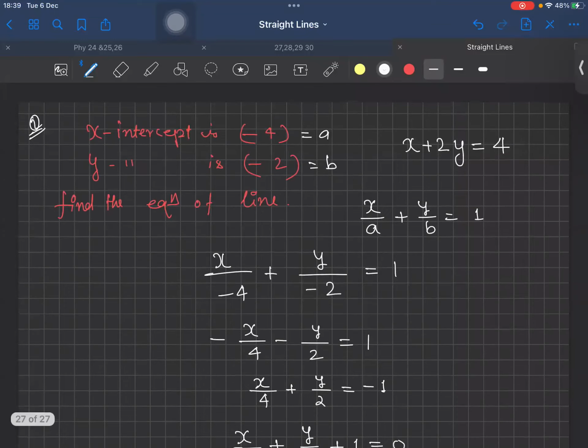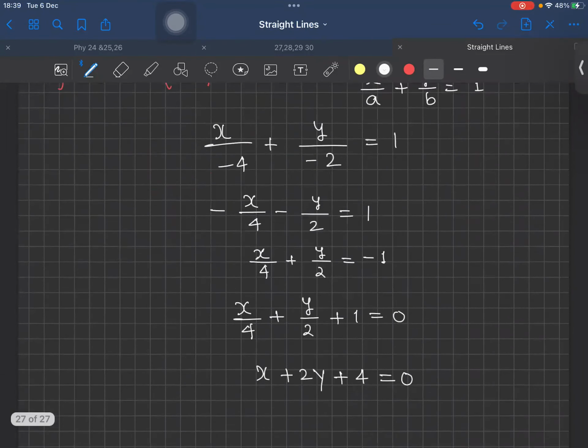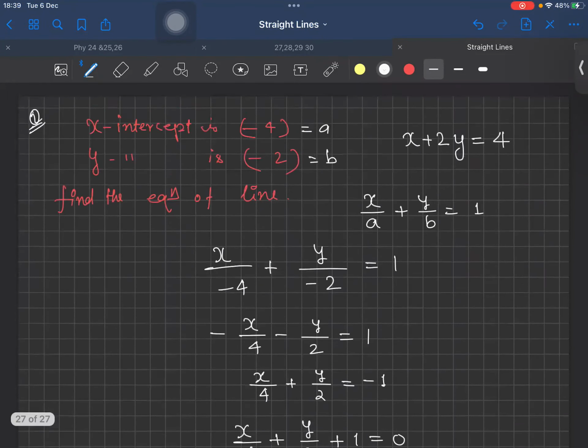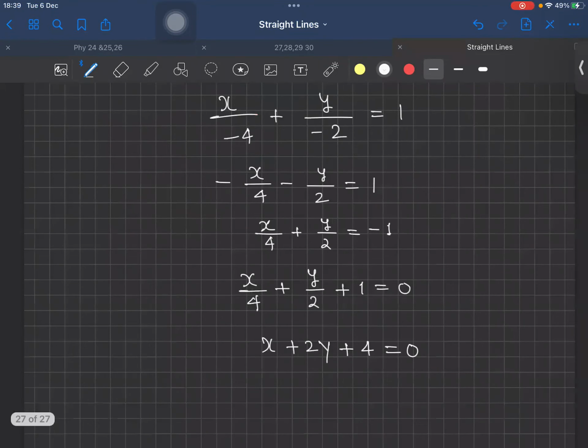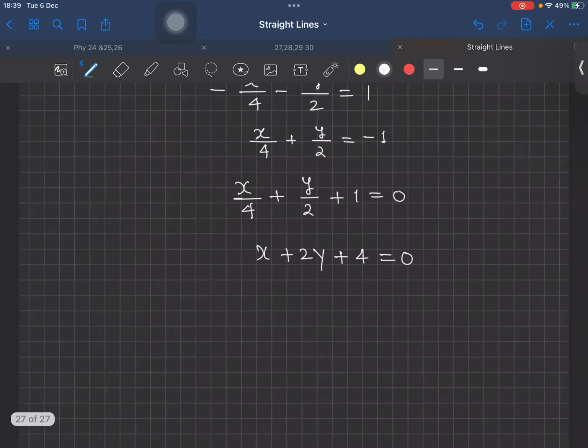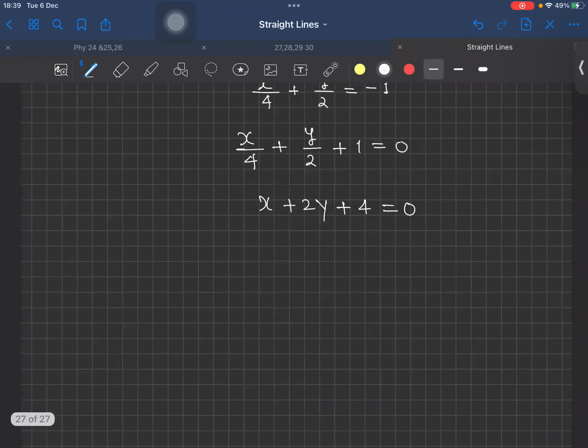How are you getting this one? Sir, -4 I'm getting, sir. Yeah, this should be -4 here. Okay, so this will be your answer. Got it? Okay.